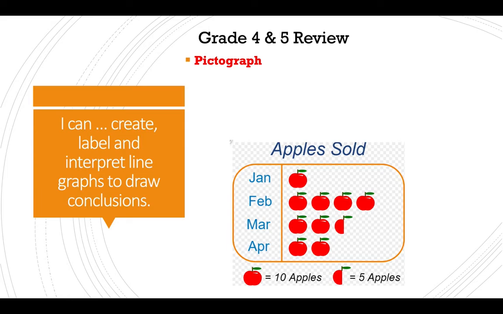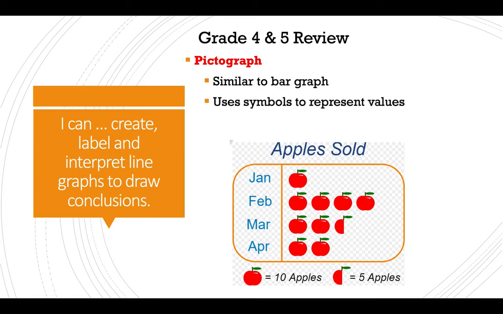Okay, the next one, and this is literally grade 3 or grade 2 or maybe even grade 1, is a pictograph. But sometimes these do still pop up. It's very similar to a bar graph, but the only thing that's different is that symbols are used to represent a value. They always give a legend at the bottom. So if we had a full apple, that means there are 10 apples, right? And half an apple would represent 5.